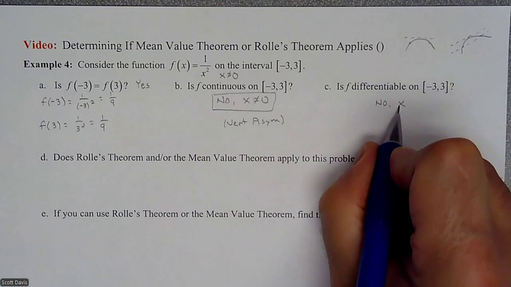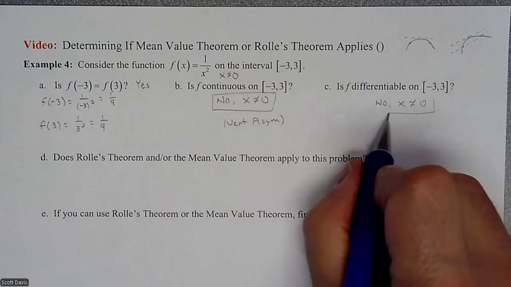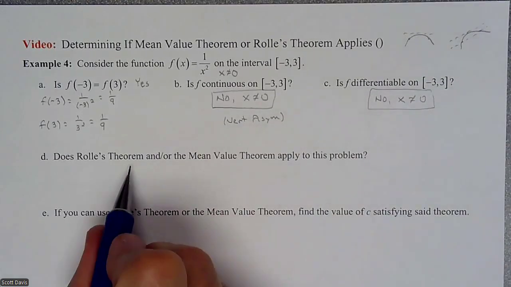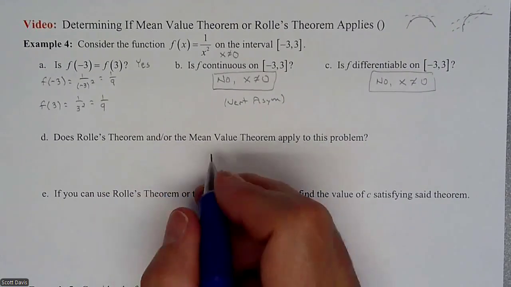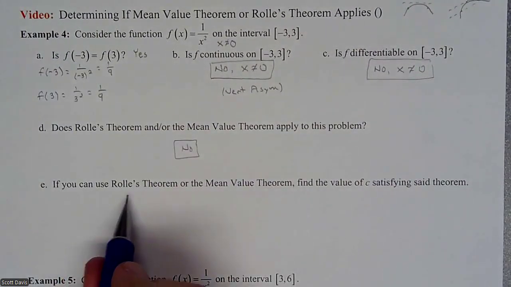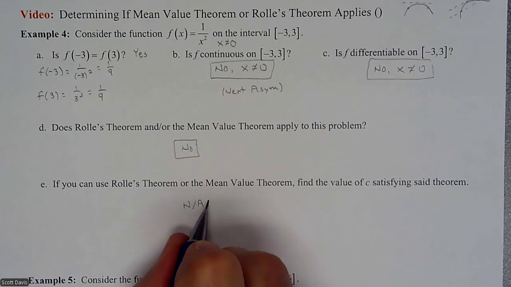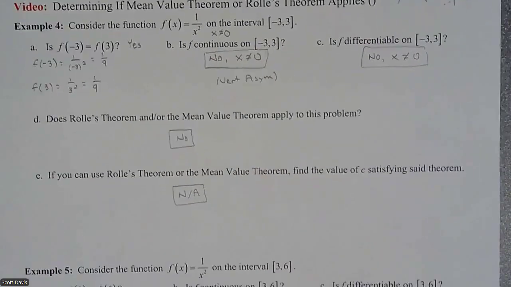We have a domain issue right away, so it's not going to be differentiable at that point. Neither Rolle's theorem nor the mean value theorem is going to apply. So that one's a no. We can't use either of them. This is not applicable.